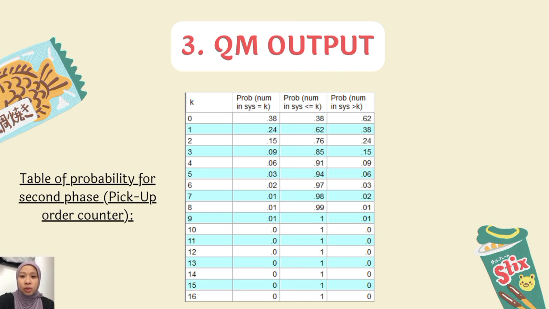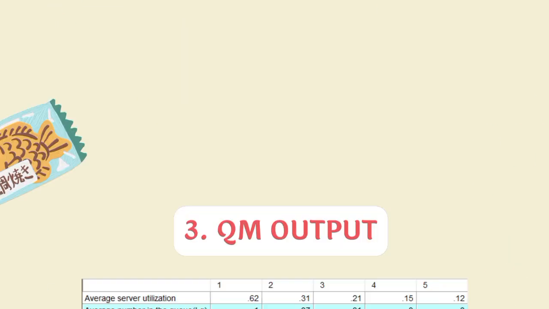For instance, the probability of having up to 2 customers is 76%, and for up to 3 customers it rises to 85%. Finally, the last column, probability number in system larger than K, indicates the probability of having more than K customers. For example, there is a 15% chance of having more than 3 customers in the system, and this probability decreases significantly as K increases.